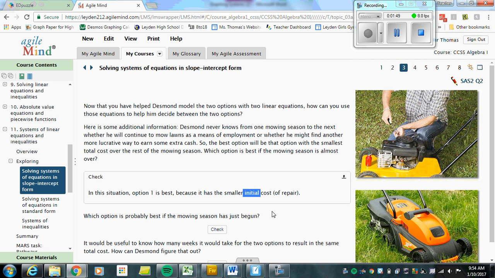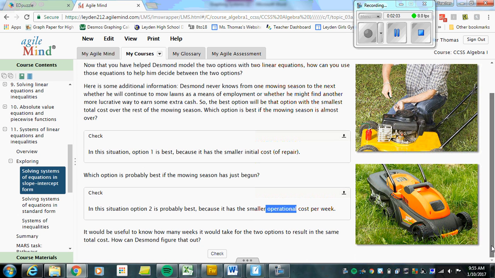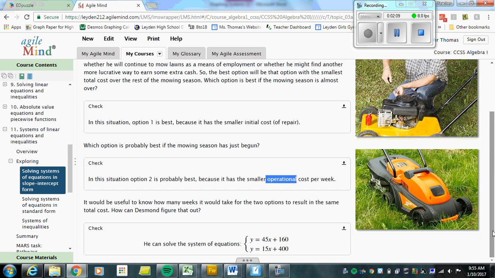Part B. Which option is probably best if the mowing season has just begun? Option 2, because it has a smaller operational cost per week. Part C. What is the system of equations for option 1 and option 2? y equals 45x plus 160, and y equals 15x plus 400.